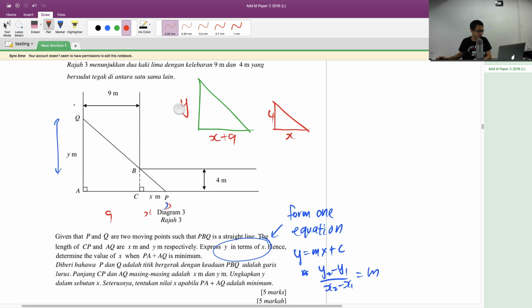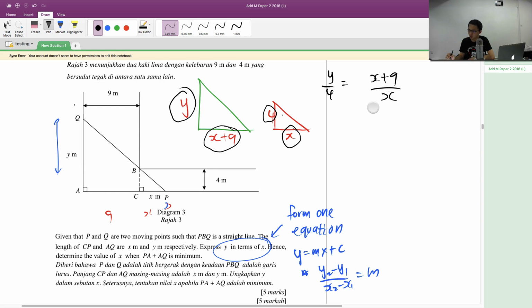After we have this, what we will do over here is the comparing method. In order to do the comparing method, I will say this one is equal to this one over this one is equal to this one. Then I will form the equation like this. So I can say y over 4 equals x plus 9 over x.